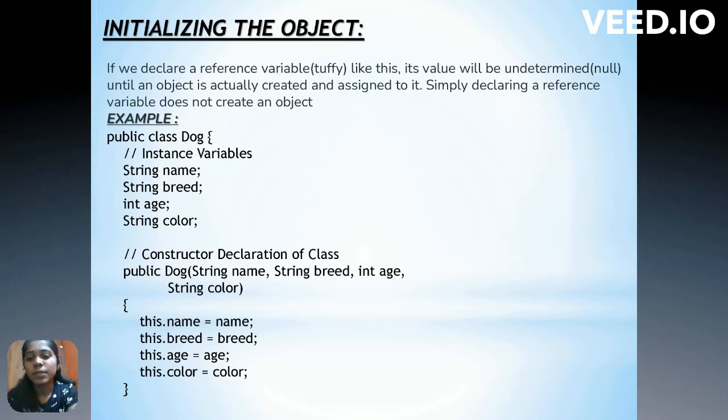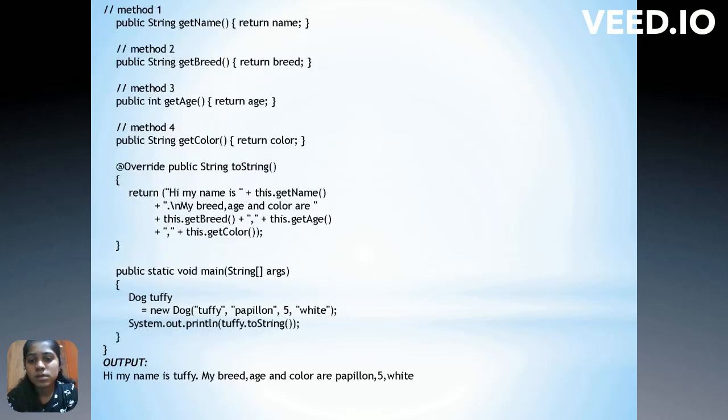Next, here is an example where we are taking the class name as Dog. For that, we have the dog name, breed, age, color, then constructors, main, string, name. This is also an example where we declare four methods: one for name, one for breed, one for age and one for color. Then it prints: hi my name is, the name, and my breed, my color, my age. So finally we get the output: hi my name is Tuffy, my breed, age and color are papillon, 5 and white.